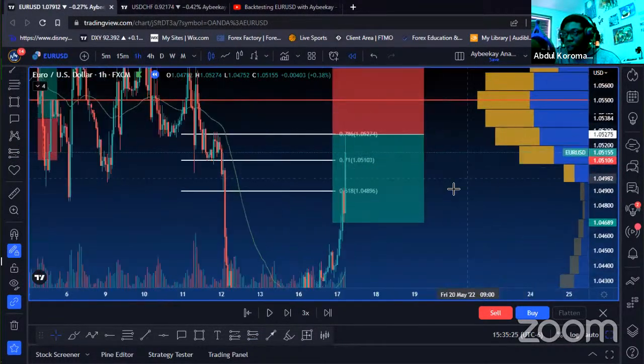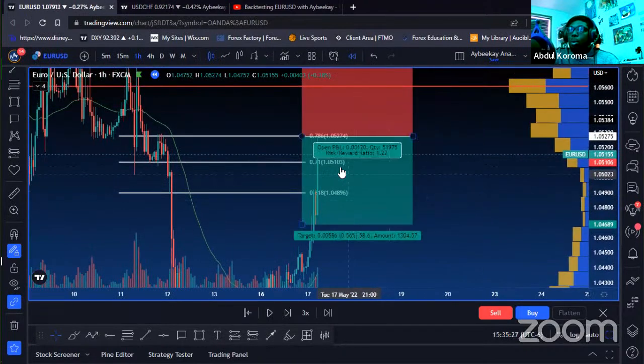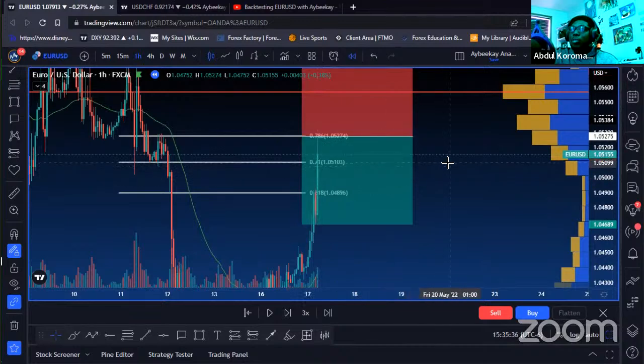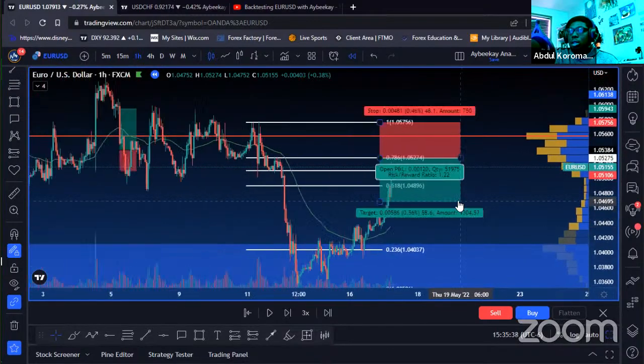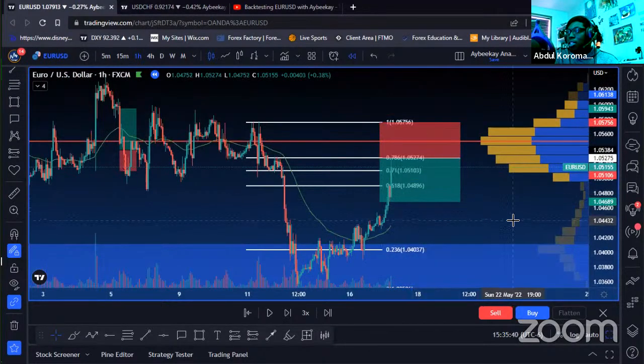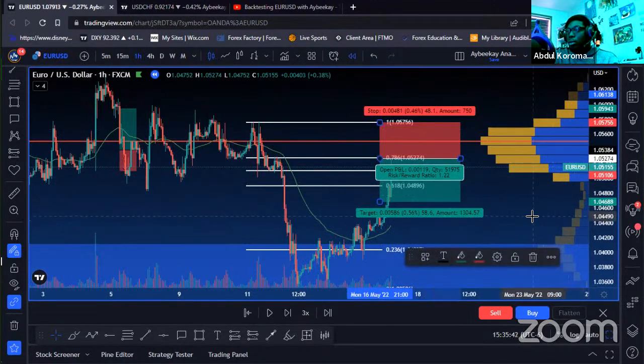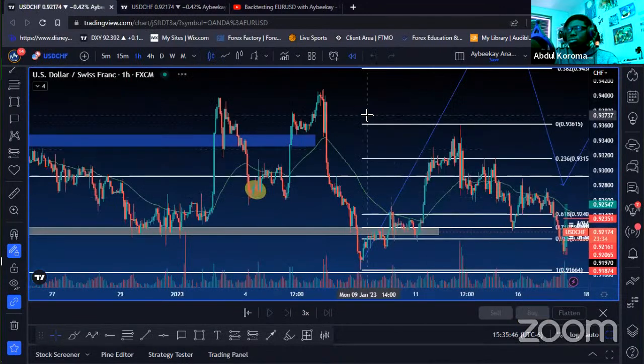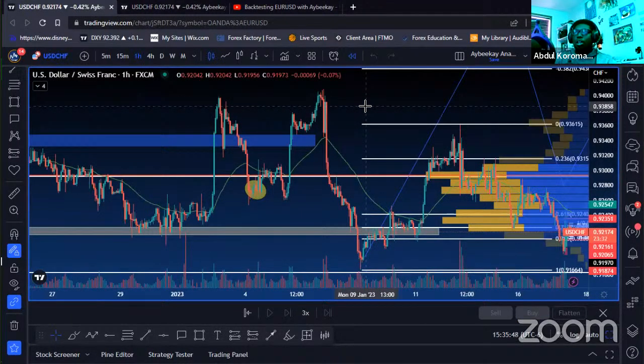Did it even get to my entry though is my question. 1.05724, 1.05274. Yeah, it would have hit right there, right on target. So I don't know why TradingView is acting like it's not there. Oh, it's because of that 275. There you go. 1 point. Why did I do that? Oh, that's annoying.